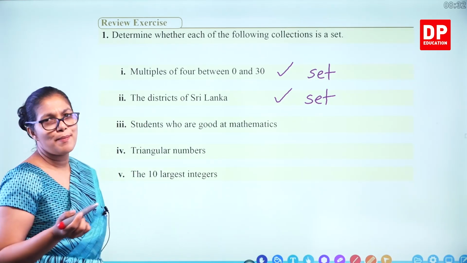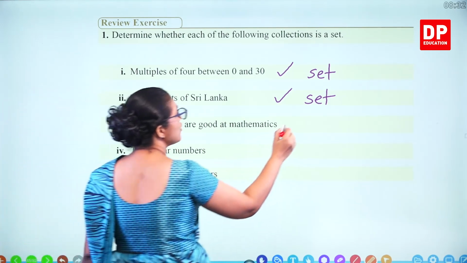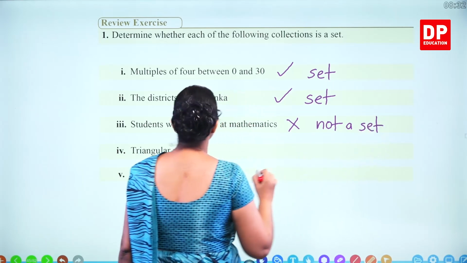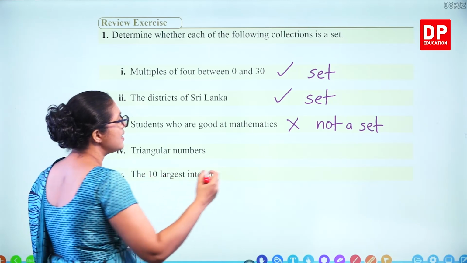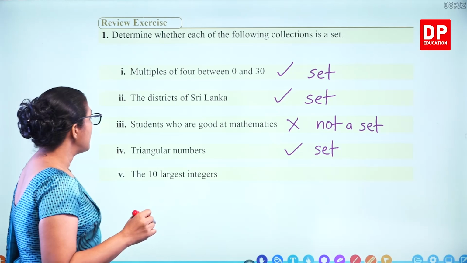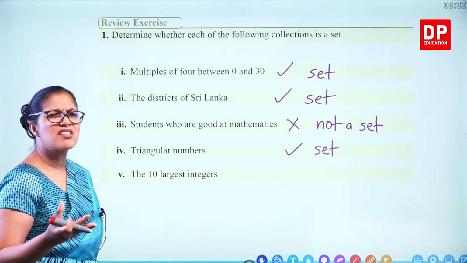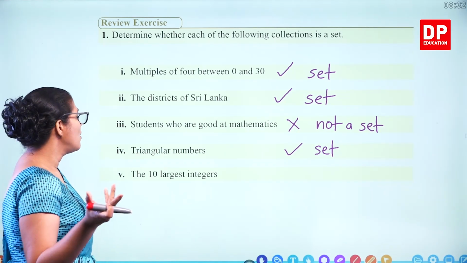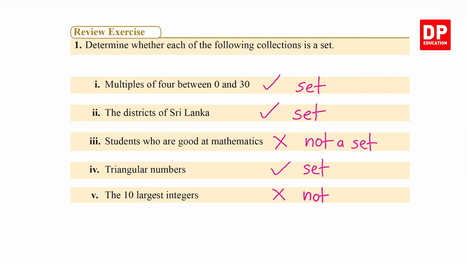Students who are good at mathematics. So there's no measurement to judge who are good students. So that's not possible. So not a set. Triangular numbers? Yes, we know that. 1, 3, 6 like that. Triangular numbers, a set. The 10 largest integers. Can we find out largest? We don't know. Infinity. We say infinity is the largest. So we don't know what's the 10 largest integers. So you can't identify that. Not a set.